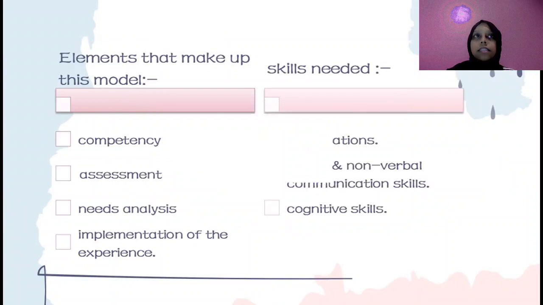The elements that make up this process model are competency, assessment, needs analysis, and implementation of the experience. The skills needed in this particular model are observation, verbal and non-verbal communication skills, and cognitive skills, because the students need to conduct the learning themselves with a little guidance from the lecturer or teachers in the classroom, where they need to build problem-solving skills. They need to solve any problems that they get in the classroom by themselves.